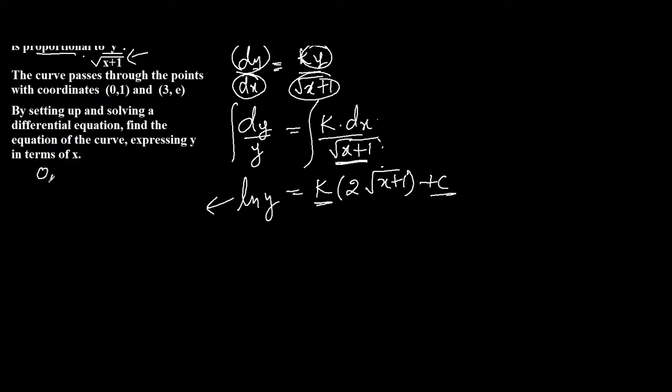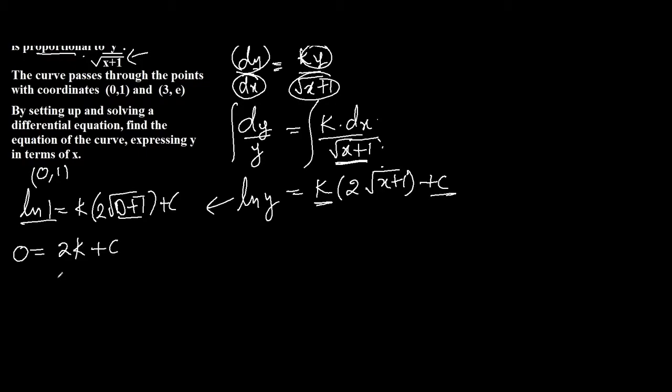The first point they have given is 0, 1. We substitute: ln 1 equal to k times 2 square root of 0 plus 1, plus c. So ln 1 is 0, and the square root of 1 will be 1, so it will be 2k plus c. So we can say that c is equal to minus 2k from this particular equation.